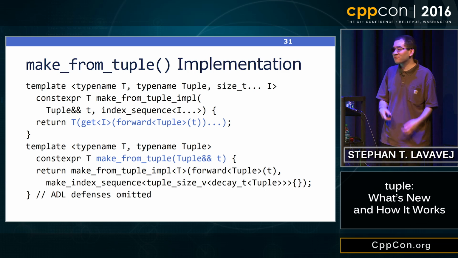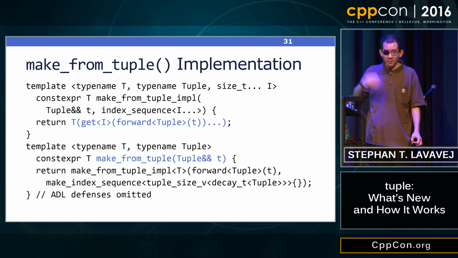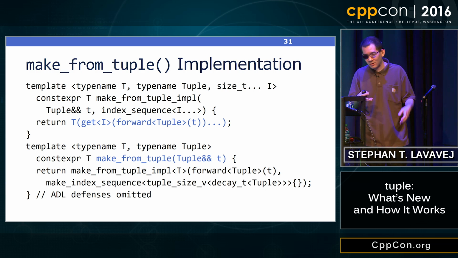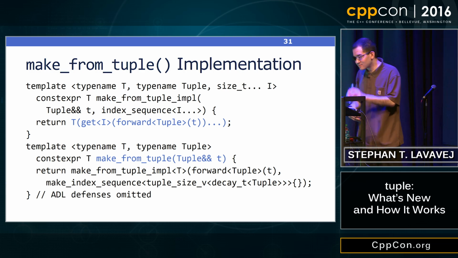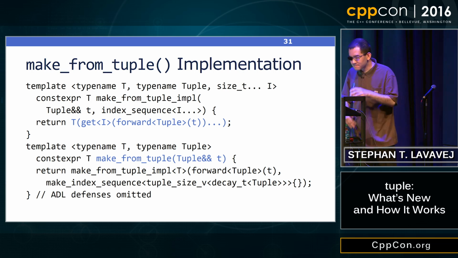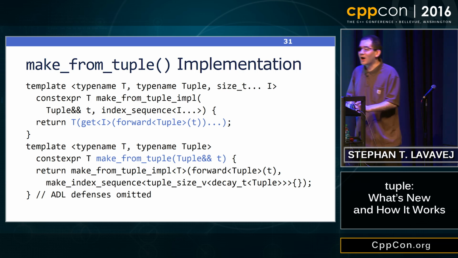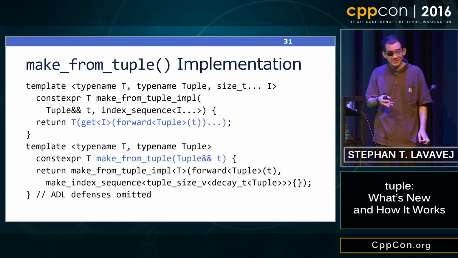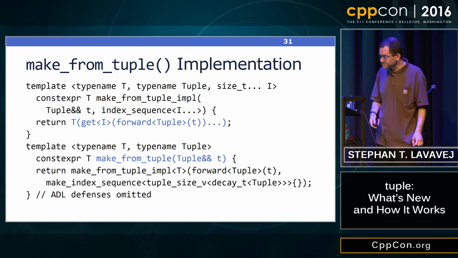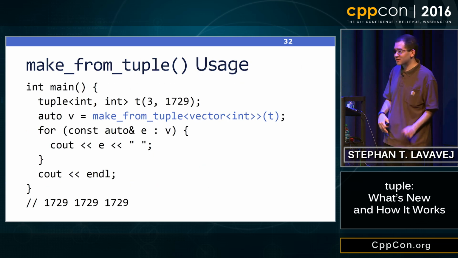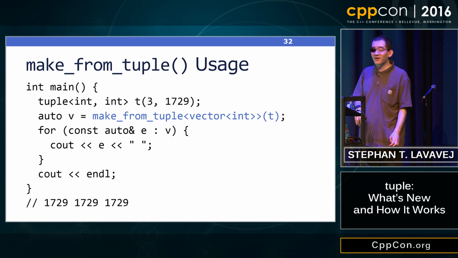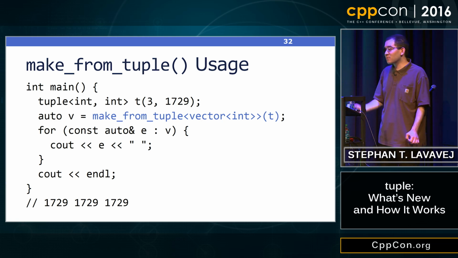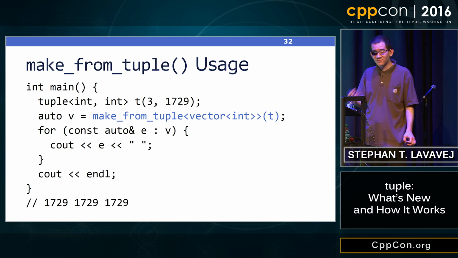Essentially the same thing. Make from tuple takes a tuple perfectly forwarded, so it respects value categories and all that, and it takes a type as an explicit template argument. And it forms an index sequence, and then constructs a T with parentheses, not braces, and then returns that out. So if you ever want to construct an object from a tuple, make from tuple can do that. Here I've got a very simple example. If I have a tuple of a couple ints, and I could say make from tuple vector int, and this will construct the vector int from 3 and 1729.